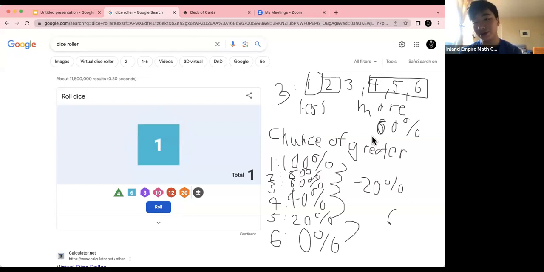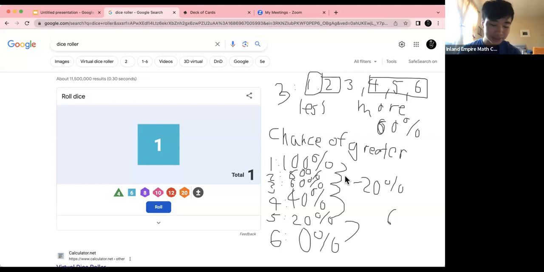If you roll a 1, you should always guess it's going to be greater the next roll. If you roll a 2, you should still guess that it's going to be greater. If you roll a 3, you should also guess that it's greater, but you're not as sure. It's like a 60% chance. If you roll a 4, you should guess that it's smaller. If you roll a 5, you should also guess that it's smaller.